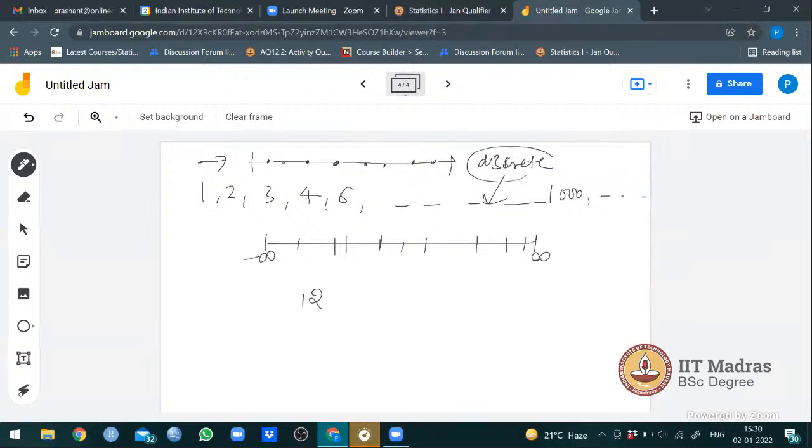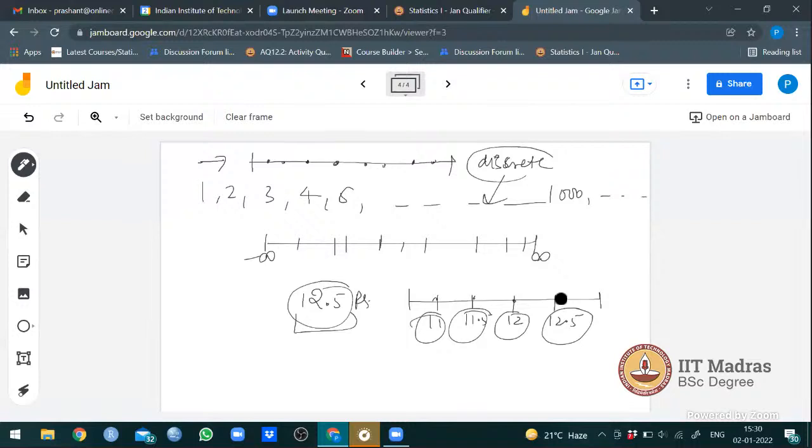Suppose I'm saying I have 12.5 rupees, 12 rupees and 50 paise. So I can count it, and it can take distinct values. Here is 11 rupees, here is 11.5 rupees, here is 12 rupees, here is 12.5 rupees. So it is taking distinct values on the real number line as well. And all it needs is to be finite, right? No. See, you can count. If you can count, then it will be discrete. It can be infinite. It means it should take only distinct values, and you can count.